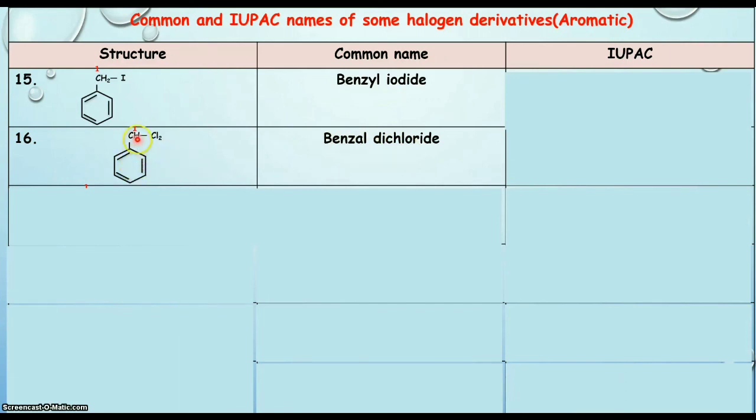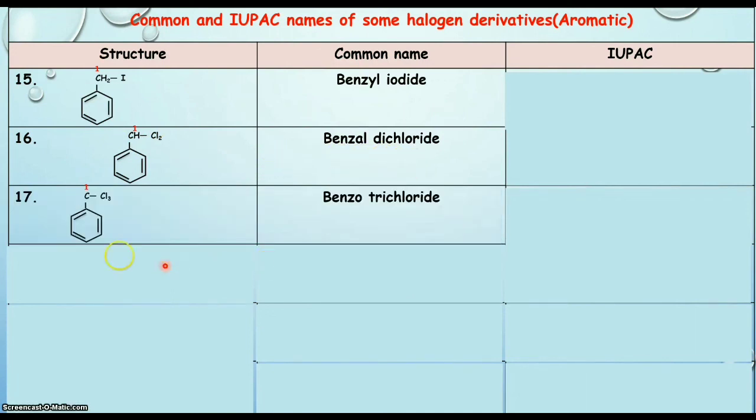When benzene is bonded to CH, only this group is called benzyl. This benzyl is bonded to 2 chlorine atoms, therefore its name is benzyl dichloride. Next one, the structure's common name is benzotrichloride.